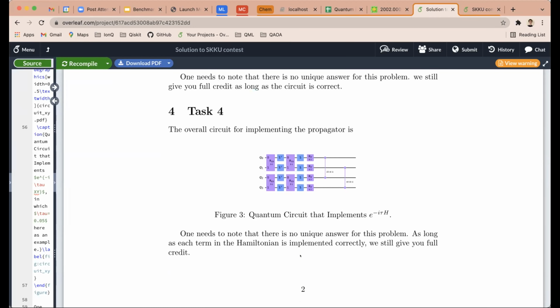Also, one needs to know that there is no unique answer for this problem. As long as each term in the Hamiltonian is implemented correctly, and even if your circuit does not look exactly like what I have here, we still give you full credit.